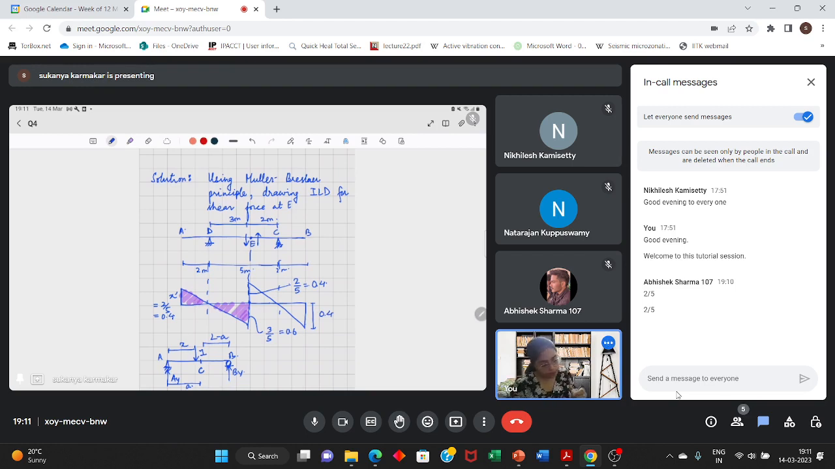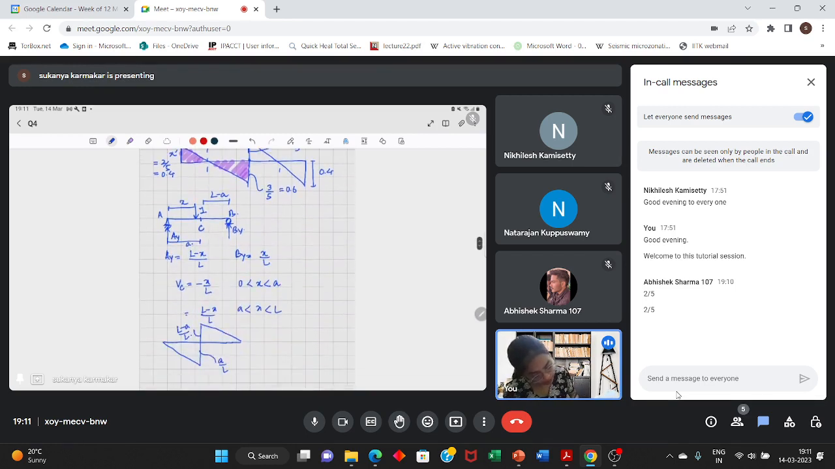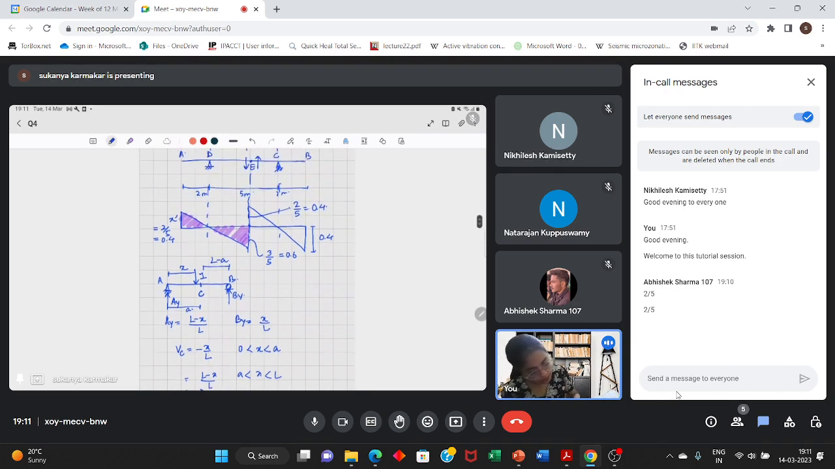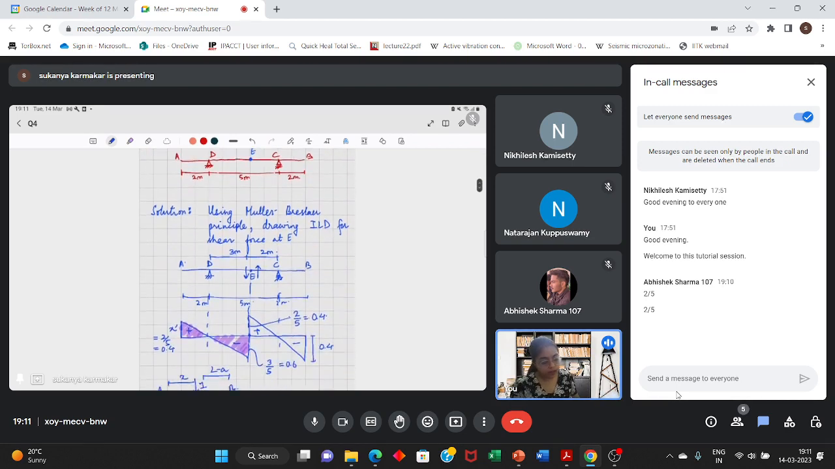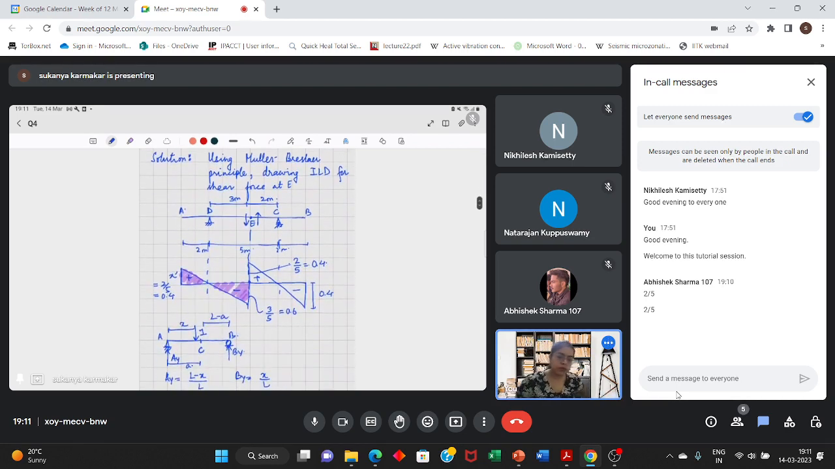Now, here also we can see this is negative shear, this is positive shear. So this is negative, this is positive, this is negative, this is positive. What do we have to calculate? Now, a wheel load is moving from left to right, and we have to calculate the maximum shear force at point E, which is located here. Where will you place this load of 20 kilonewton on this beam in order to get the maximum shear force? Any ideas?